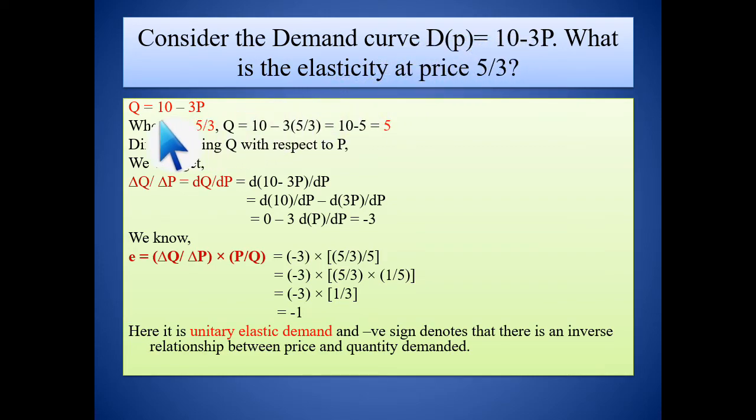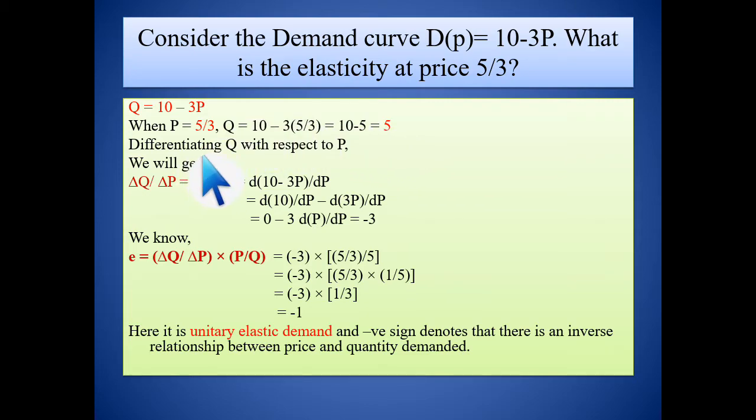Here, the demand equation we can also write in this form: Q = 10 minus 3P, because demand is also quantity demanded. Yes or no? So quantity demanded is equal to 10 minus 3P. When P = 5 by 3, we can put the value of P here so that we can get the answer of Q. So Q = 10 minus 3 times 5 by 3. The answer will be 5. So here we have both the value of quantity and price.